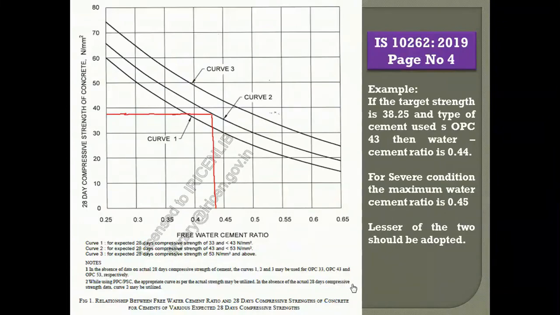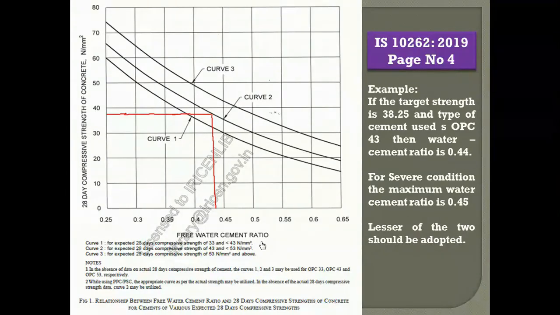Now, in the first step, we found the target strength value as 38.25 newton per mm square. For example, if we are using OPC 43 grade cement, then the y-axis gives the target strength and the x-axis gives the water cement ratio. For 38.25, we have to draw a line so that it touches curve 2, since curve 2 is for OPC 43 as already explained. Then we have to drop the line so that it touches the water cement ratio axis. This is how we find the water cement ratio.